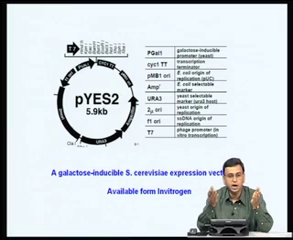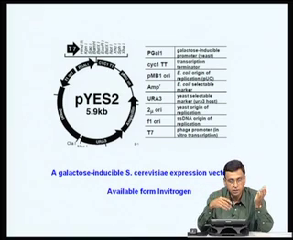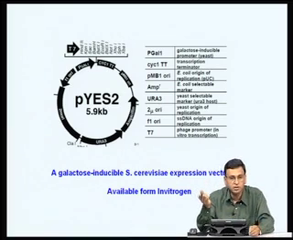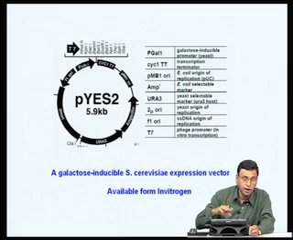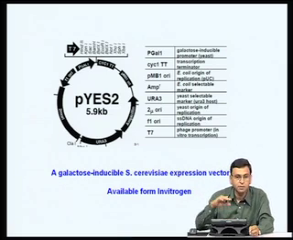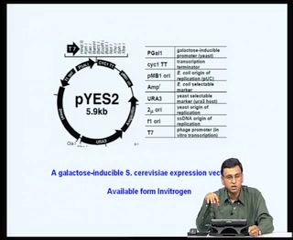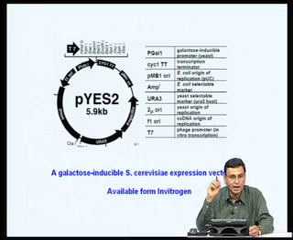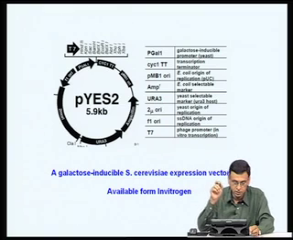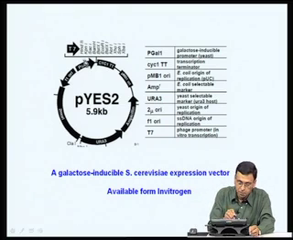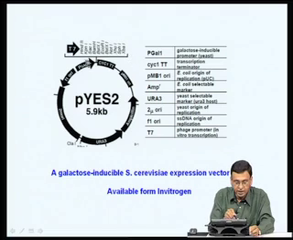The moment you change the carbon source from glucose to galactose, the promoter will be turned on and your gene of interest will be expressed. So, it is a highly regulated inducible vector system that has been developed. So, the expression of your gene can be induced by adding galactose to the medium, and as long as the medium contains glucose, your gene will not be expressed. So, basically it has a multiple cloning site, containing a number of restriction sites, and you can clone your gene into any one of these restriction sites.